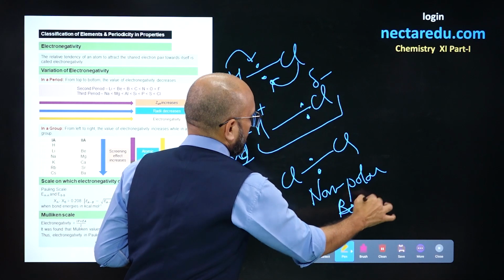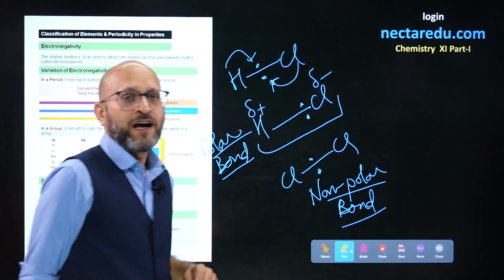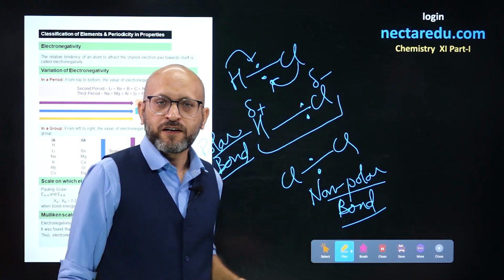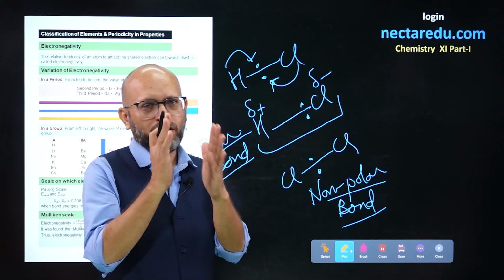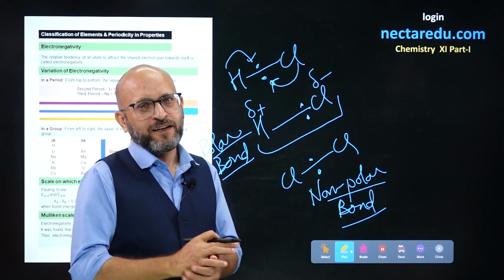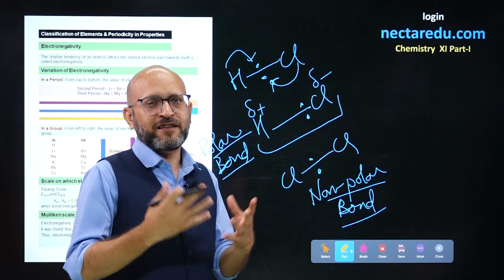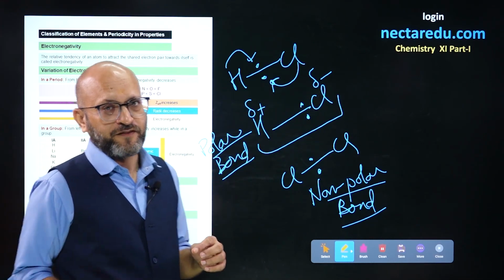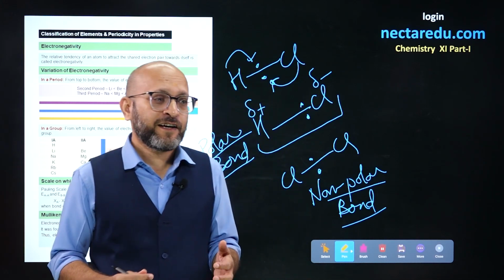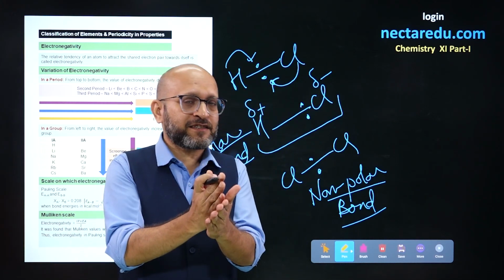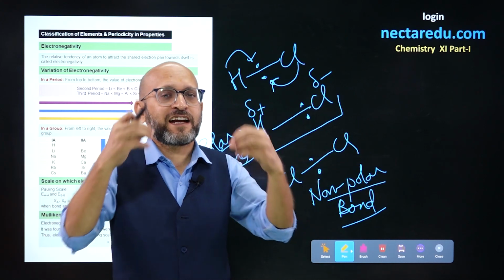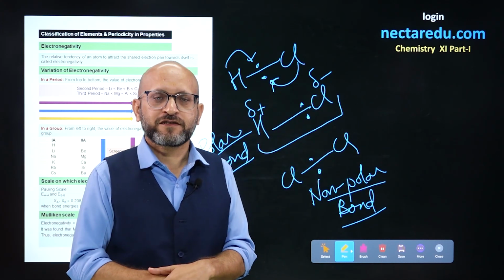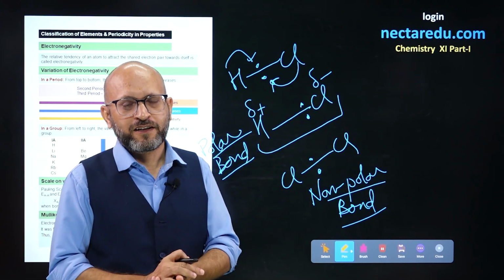So the higher the difference of electronegativity between atoms, the higher will be the polarity of the bond. That is used in chemistry. You will be using it in most of the cases in organic chemistry and inorganic chemistry. This is highly used. So electronegativity difference causes polarity, because of which you can understand, when a bond breaks, which atom will get a negative charge and which atom will get a positive charge. All right. So this is it on electronegativity.